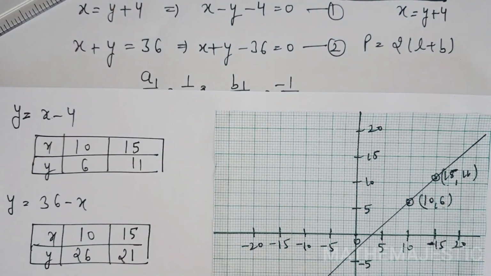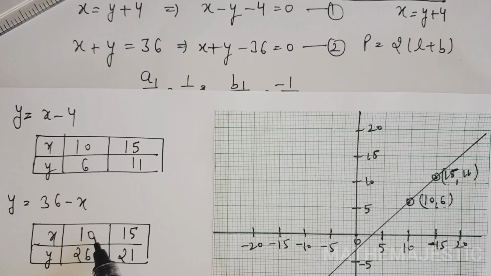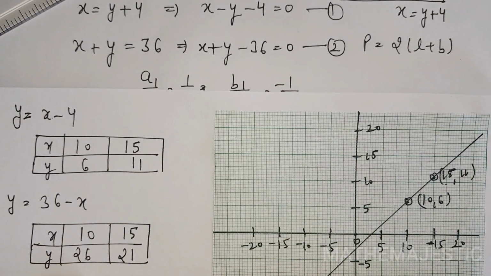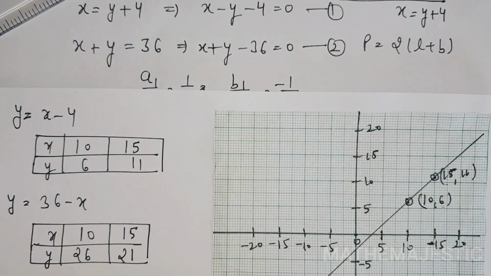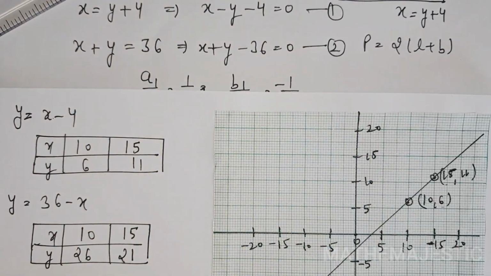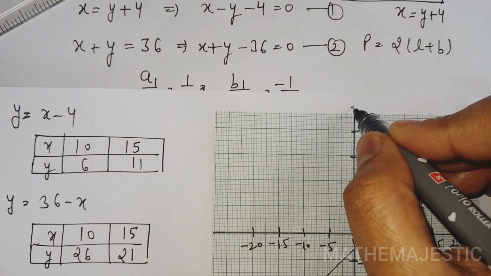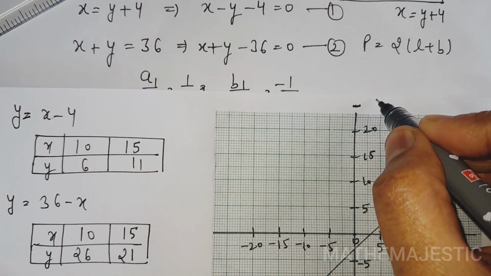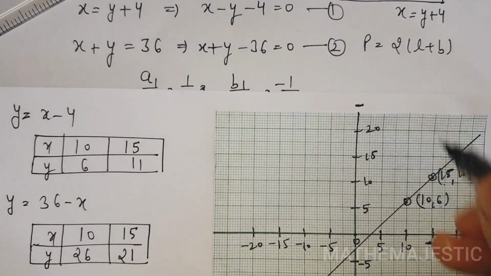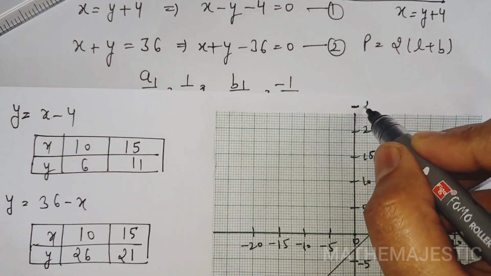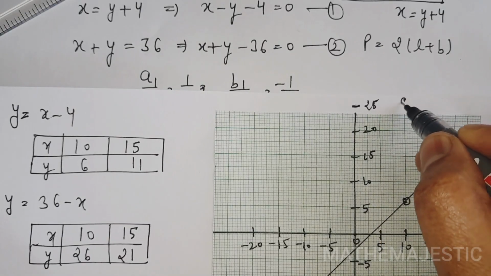Now we will plot the points for the second equation. If x is 10, then y is 26, and 26 will move in the upward direction. We may take any other point also, because I have taken a shorter graph. Or we can just estimate: this is 25, so 26 will be somewhere there. So if x is 10, then y will be 26. Suppose this is 25, so 26 will be a little bit upward here.